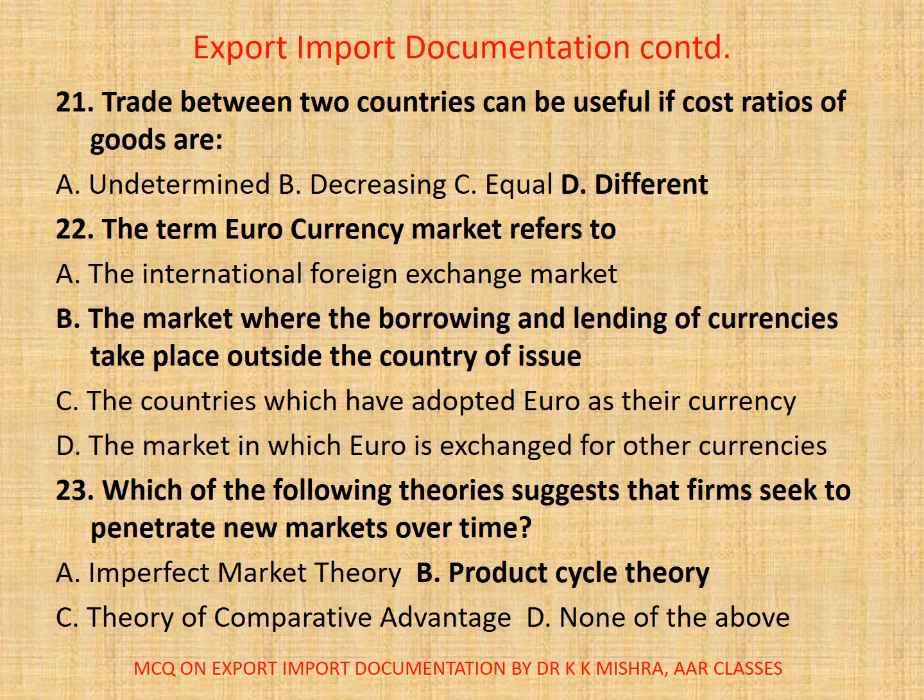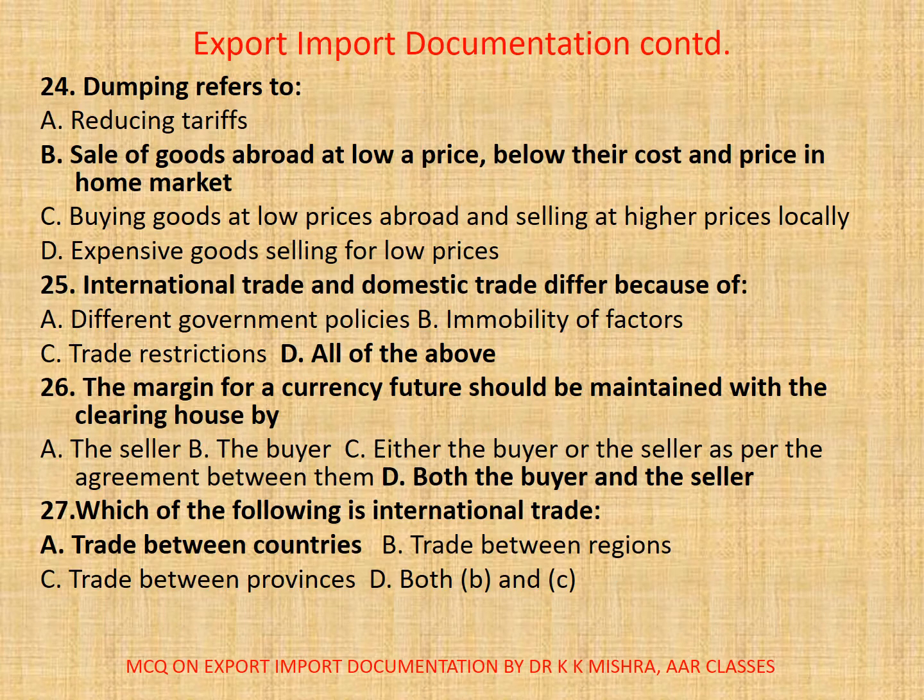23. Which of the following theories suggests that firms seek to penetrate new markets over time? So here option B is correct, product cycle theory. Some of the questions are repeated here now. 24. Dumping refers to, here correct option is B, sale of goods abroad at a low price below their cost and price in home market.